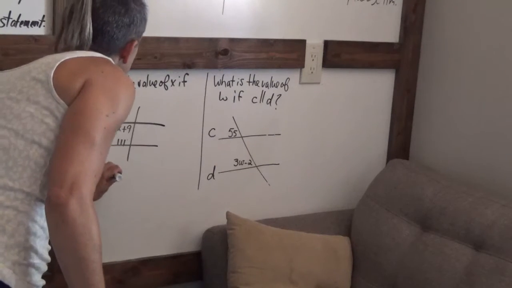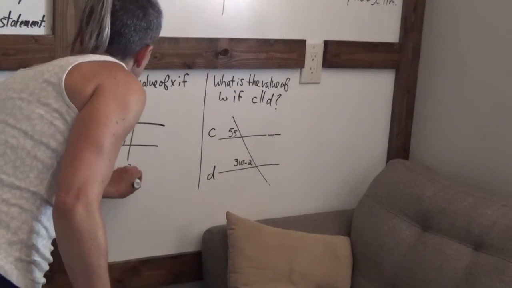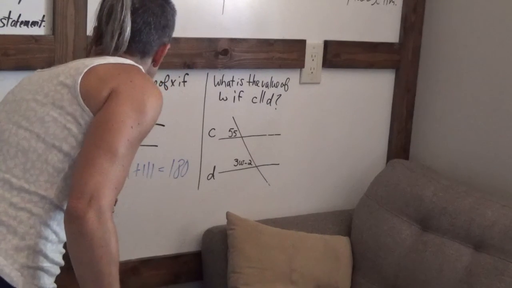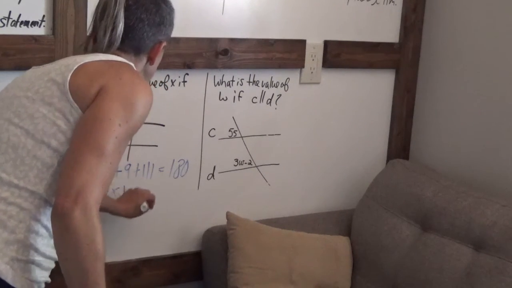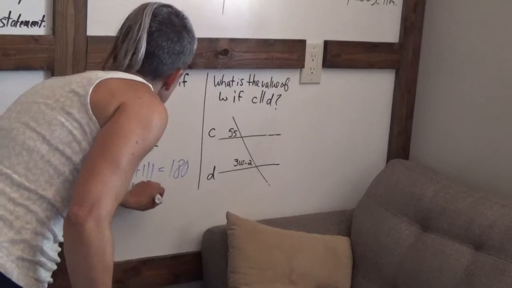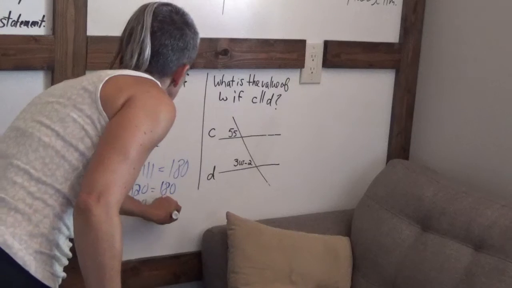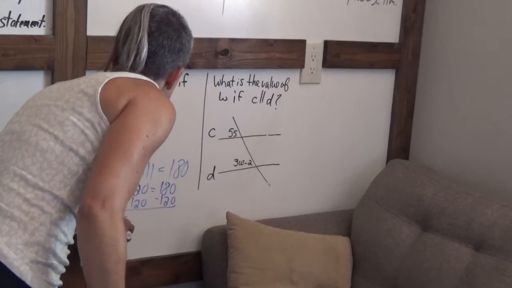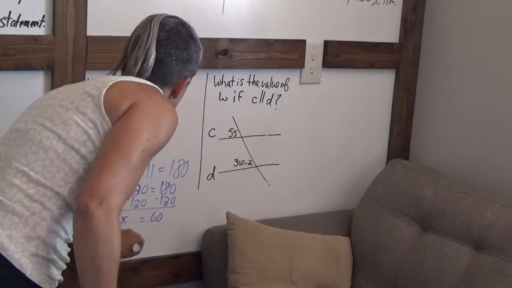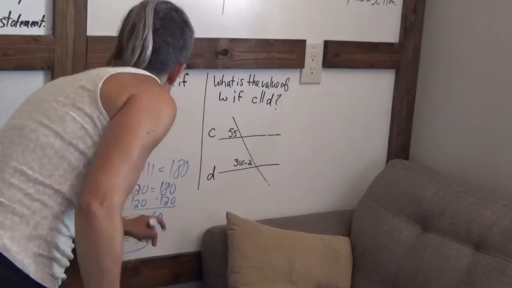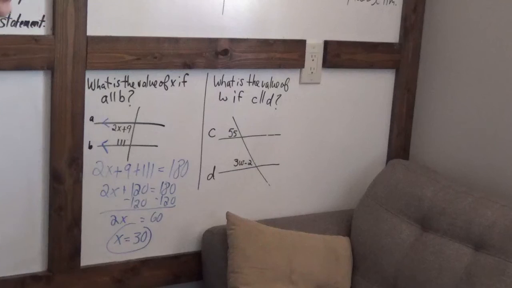So I'm going to set up my equation and figure out the x. So 2x plus 120 equals 180. Subtract the 120 over. So I get 2x equals 60. Divide by 2. So x is 30. So what is the value of x? 30, to make those lines parallel.